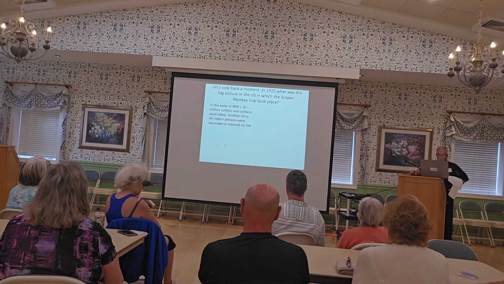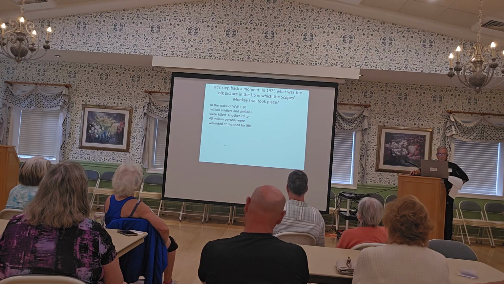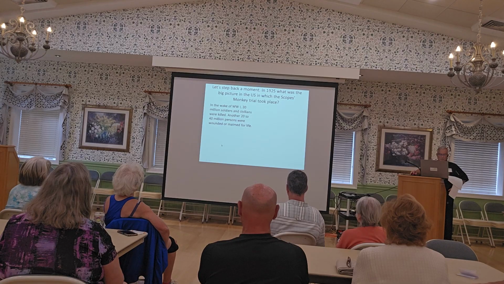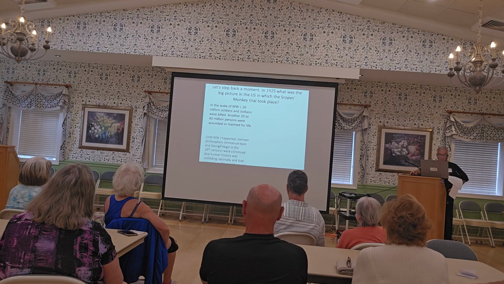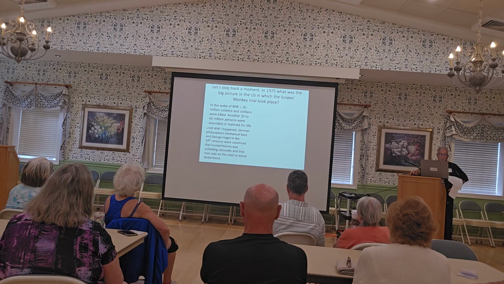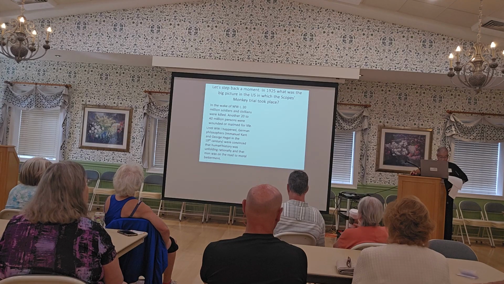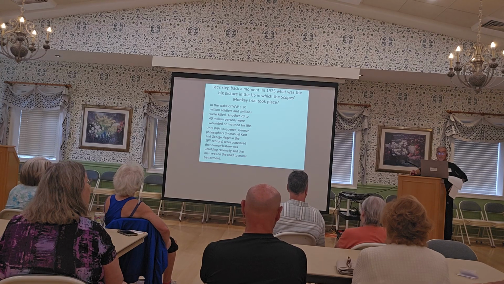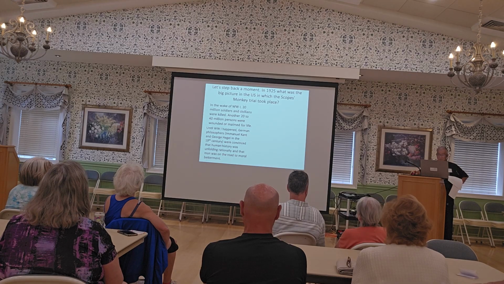In the wake of World War I, which at that time obviously was called the Great War, 20 million soldiers and civilians were killed. Another 20 to 40 million persons were wounded or maimed for life. Until World War I happened, German philosophers such as Immanuel Kant and Georg Hegel in the 19th century were convinced that human history was unfolding rationally and that man was on the road to moral betterment. There were no global wars in the 19th century, and there was some thinking at that time that we're getting better and better, and war is going out.